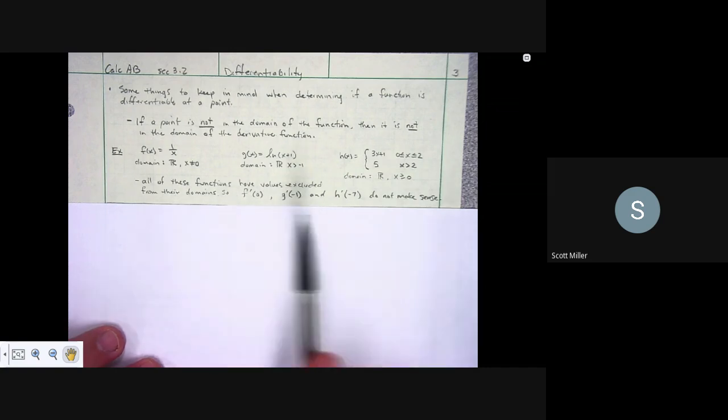Here's another one for natural logs. The domain is all the real numbers, x has to be greater than -1. What makes that 0 is -1. And then the piecewise function right here: the domain is all the real numbers, x is greater than or equal to 0. 0 is the smallest value in this function. There is nothing smaller than that. So all of these functions have values excluded from their domains. So f prime at 0, g prime at -1, h prime at -7 do not make sense.